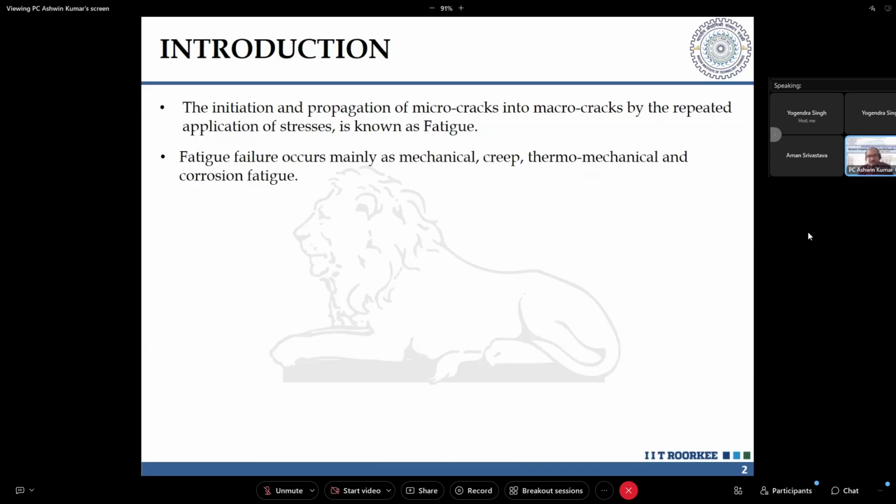What are the different classifications of fatigue? Mechanical, where the loads are applied in a cyclic manner. Creep, where the cyclic loads are still there, but we are looking at the fatigue at a very high temperature. Thermomechanical, where the temperature as well as the loading is cyclic. And corrosion fatigue, when the material is corroded and we are looking at the fatigue strength of that material, so corrosion and fatigue both act together.